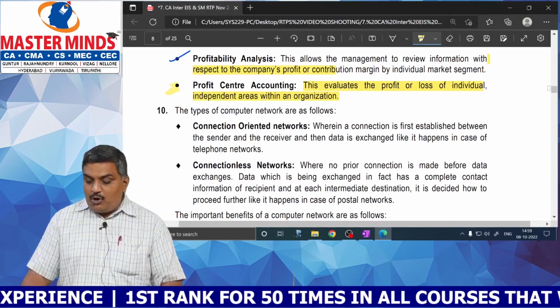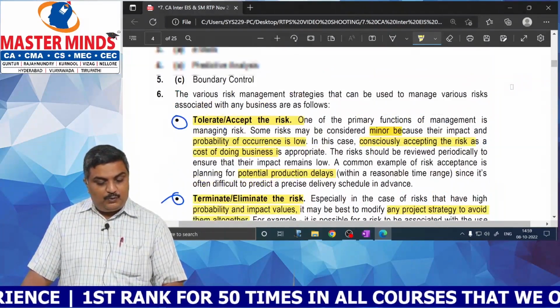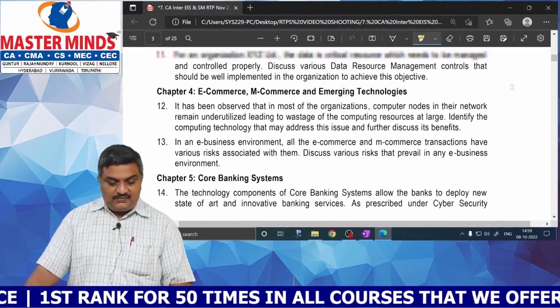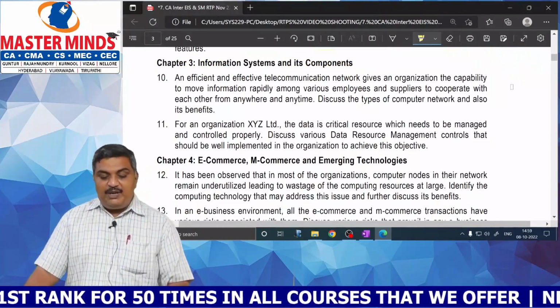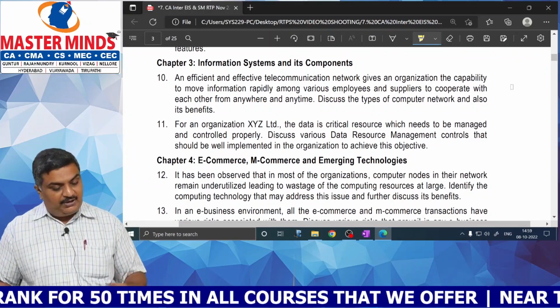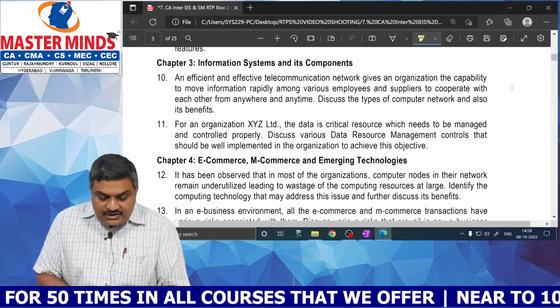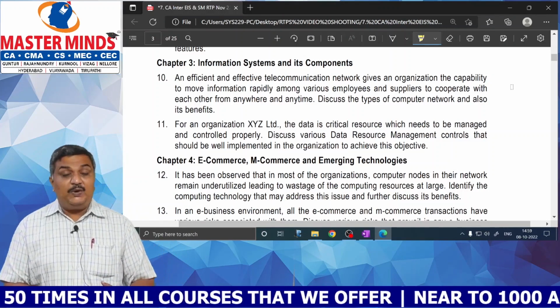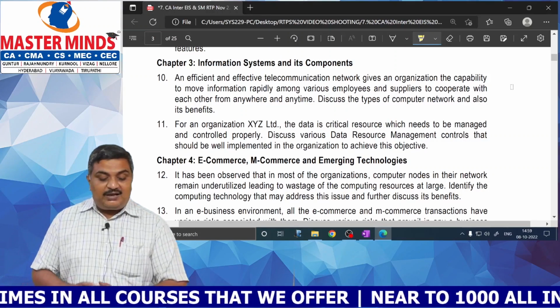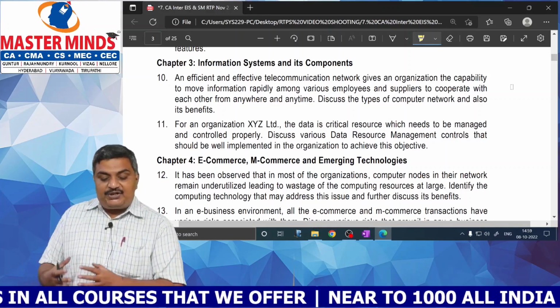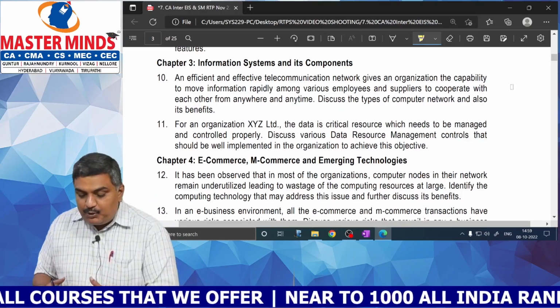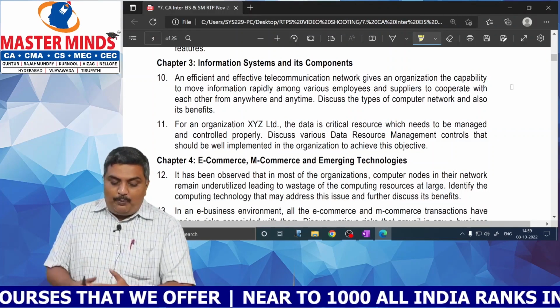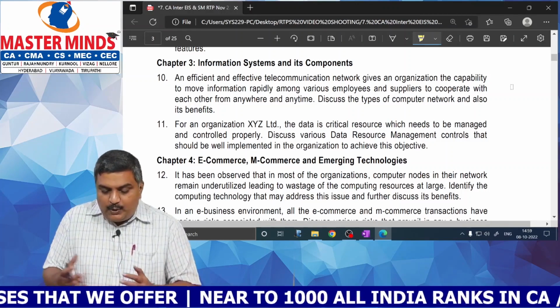And now let us move on to the next lesson. What is the next lesson? That is Information System and its Components, Chapter 3. So an efficient and effective telecommunication network gives an organization the capability to move information rapidly among various employees and suppliers to cooperate with each other from anywhere and anytime.